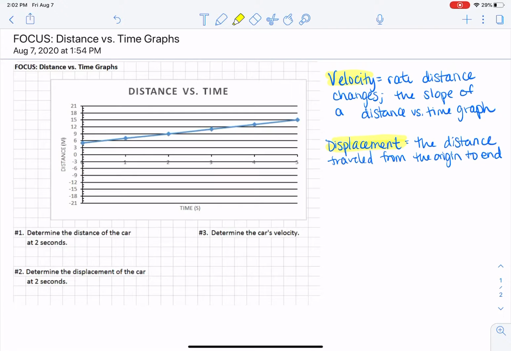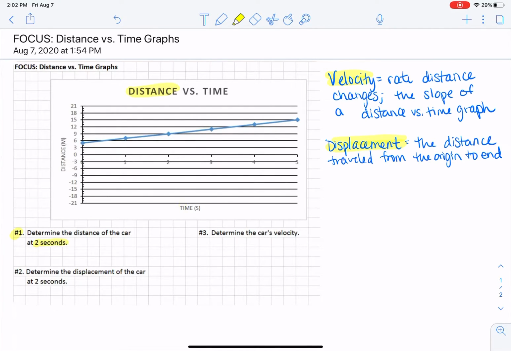So in Unit 2, this unit is really heavy on reading graphs, so usually distance versus time graphs or even sometimes velocity versus time graphs. For this one, we're only going to be looking at the distance versus time graph. So here's our graph. And then number 1 says determine the distance of the car at 2 seconds. So this is just a basic graph reading skill.